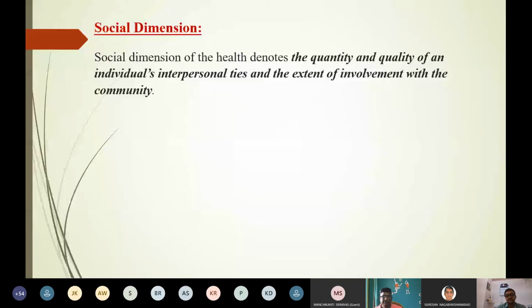Then we come to the social dimension. This dimension denotes the quantity and quality of an individual's interpersonal ties and the extent of involvement with the community. So the social dimension tells us about the feel-good factor whenever we do something for somebody without expecting anything in return, how we feel after finishing that job. That satisfaction comes under this part of the social dimension. That happiness and bliss we feel shows us the social aspect of our life. That's why social health status is measured not in terms of the personal feelings of the individual himself or his own well-being, but in terms of one's effect on the well-being of others.